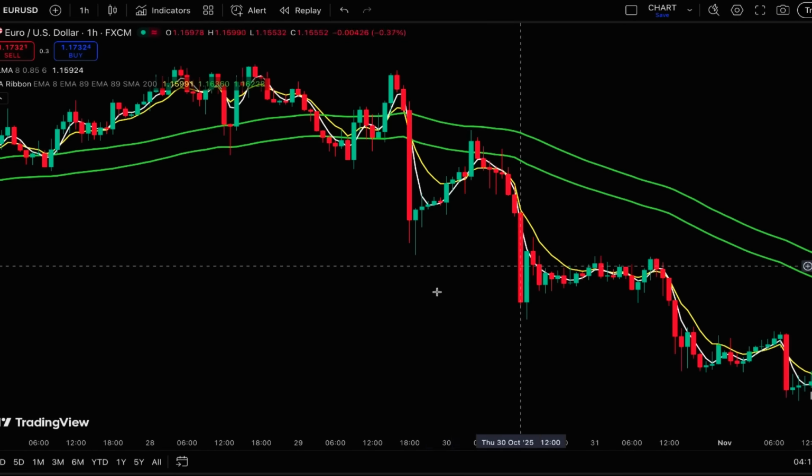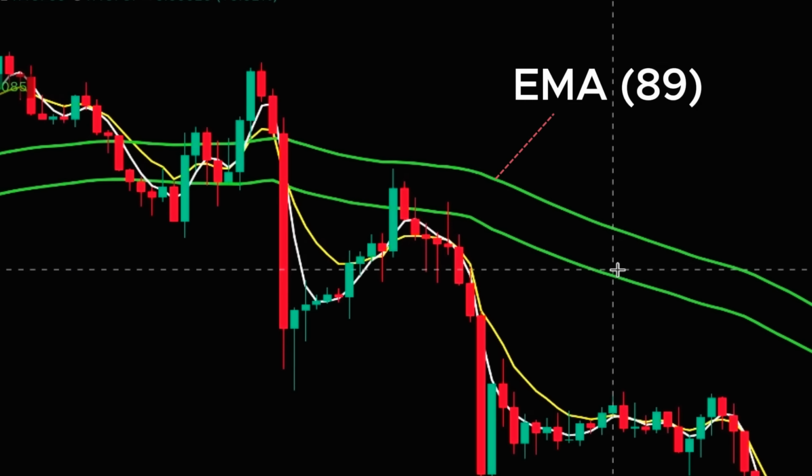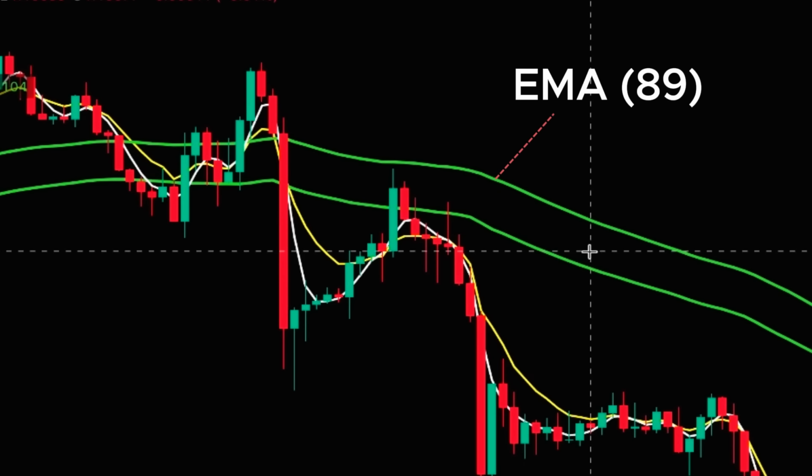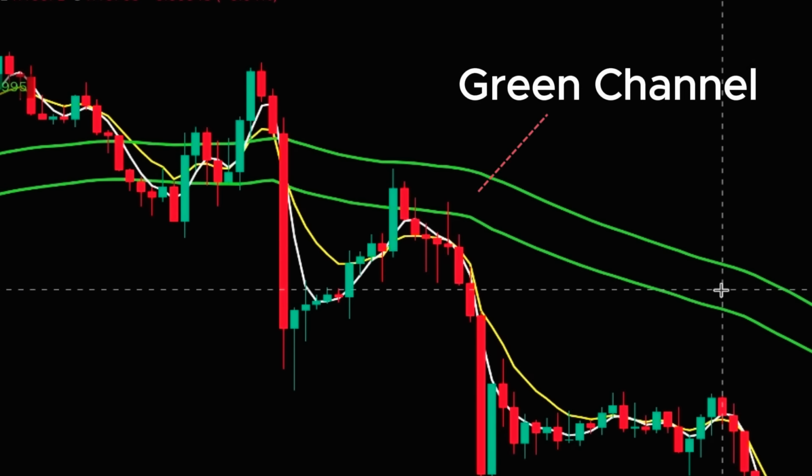Alright, getting back to our trading strategy. So here we have 2 green lines that are exponential moving averages with length of 89, one of them based on high and the other based on low. And as you can see, they have created a channel on the chart. From now, we call it green channel.